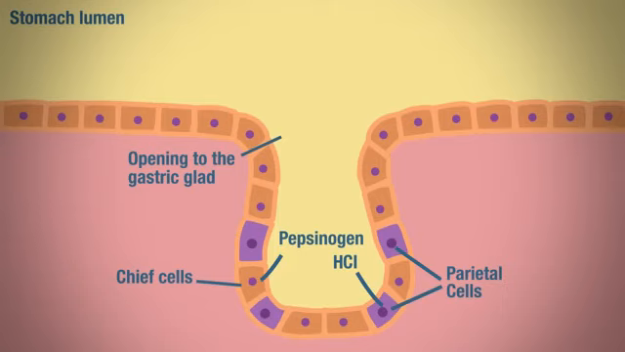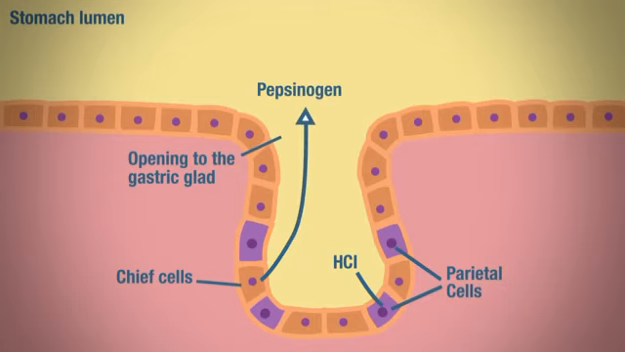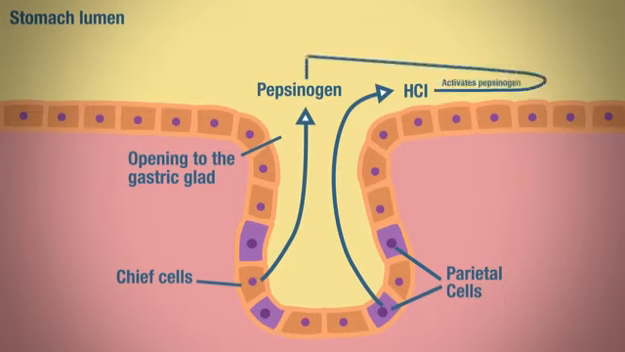So how does this work? When the chief cells synthesize and secrete pepsinogen, it passes through this gastric pit and up into the lumen of the stomach. The hydrochloric acid does the same. When the parietal cells synthesize and secrete it, it moves its way up into the lumen of the stomach as well. Hydrochloric acid then is what's going to activate your pepsinogen.